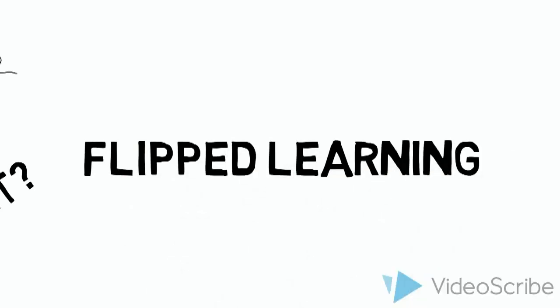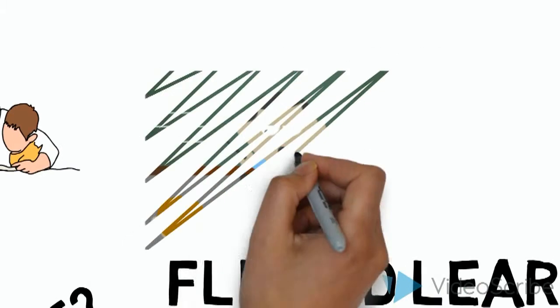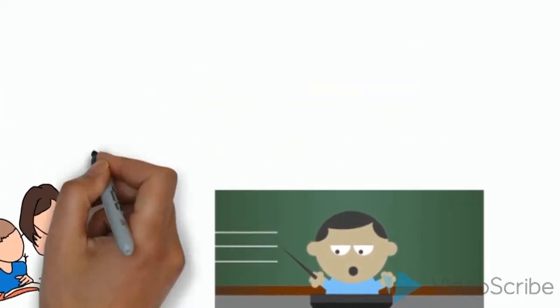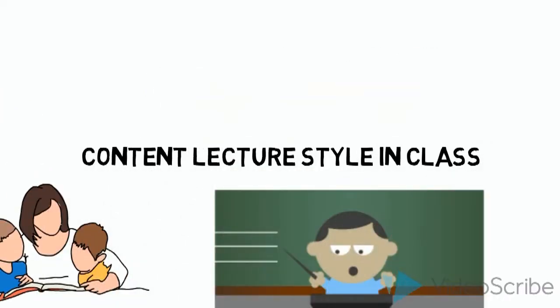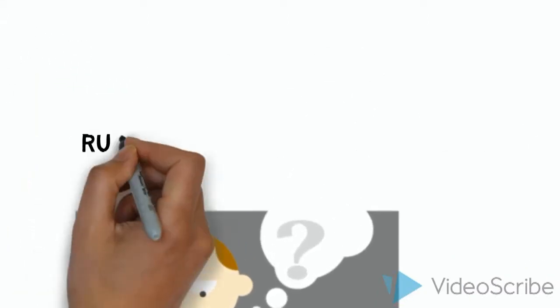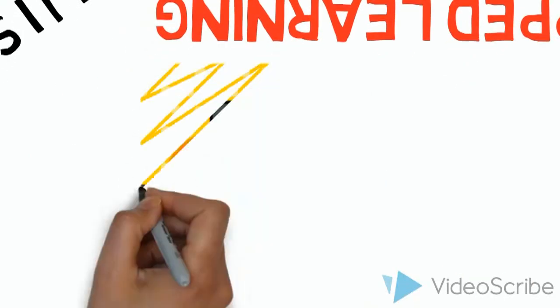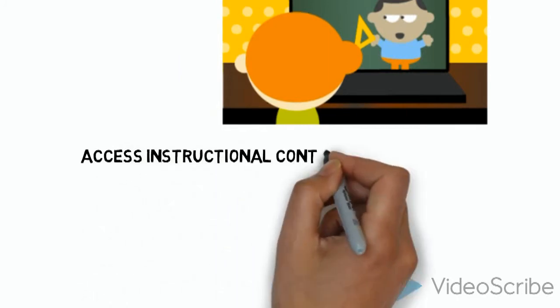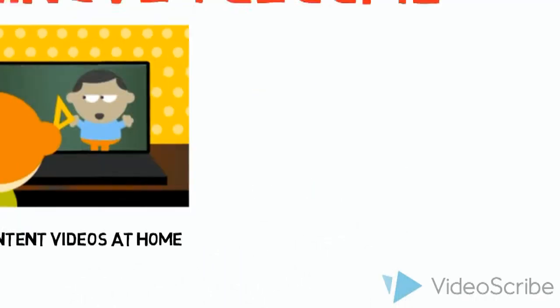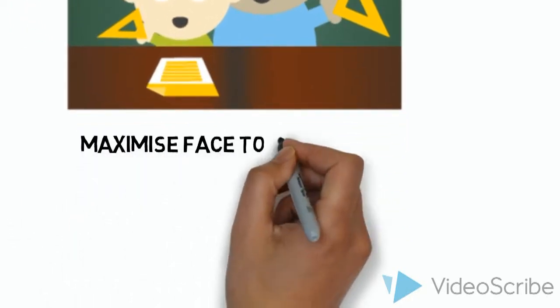In the traditional classroom, content is delivered as an I talk, you listen style lecture. Then we would be rushing through our investigations, hoping to get it all done before the next class arrives. In the flipped classroom, the instructional content becomes homework in the form of a video made by yours truly. Then our precious face-to-face in-class time is maximised. I will have more time to reach every one of my students.